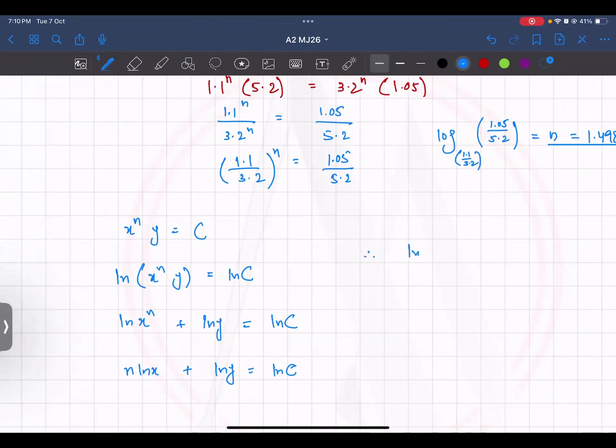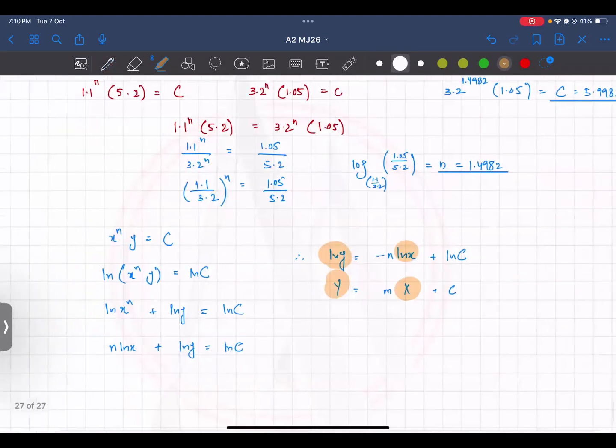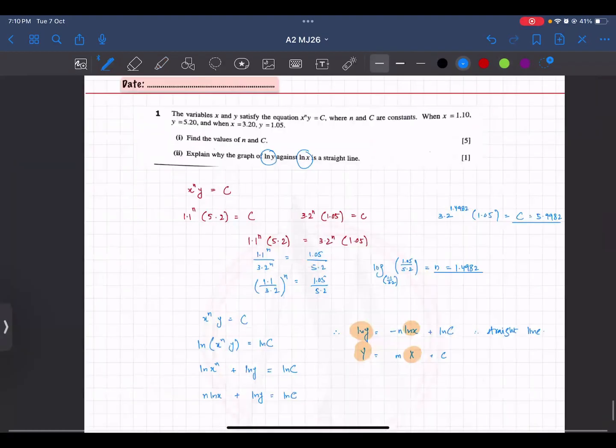Make ln y the subject. So ln y will be equal to minus n ln x plus ln c. So you can see it is of the form y is equal to mx plus c. So it is now linearized. So ln y against ln x will now be a straight line. Easy. Any questions?